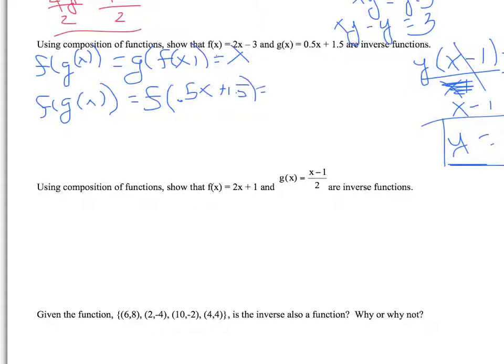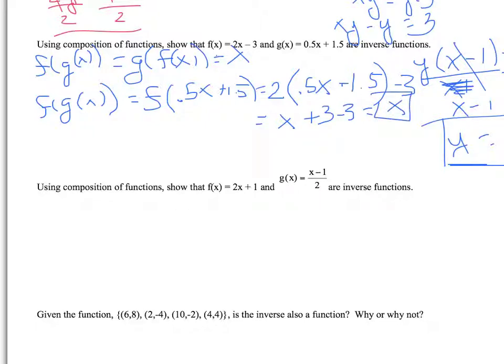Now what that says to do is plug that into your f function. So plugging it into my f function is going to be 2 times 0.5x plus 1.5, minus 3. 2 times 0.5 is x. 2 times 1.5 is 3, minus 3. X plus 3 minus 3 is x. So we're halfway there. We have to show the other way is also going to give us x. So g of f of x has to give us the same thing.